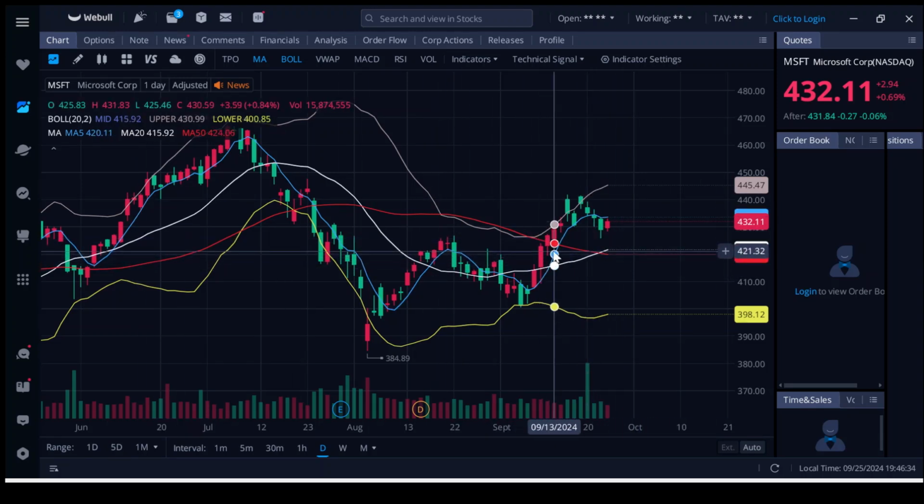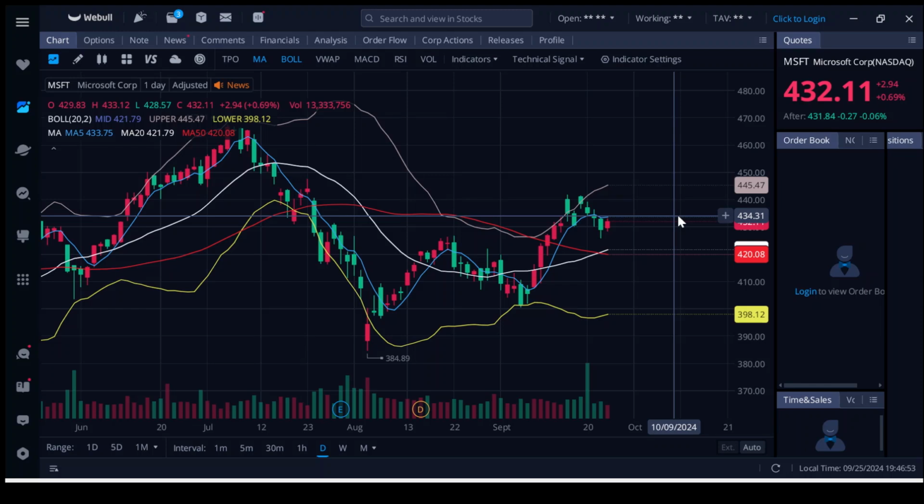As of right now, we get that breakout over 433.75, I would say 434. These moving averages will move up, and as soon as we get that breakout right here on Microsoft, you're going to see a quick trip up to that gap, 443, and possibly even 445 in the short term.